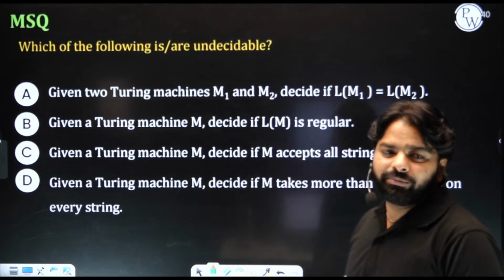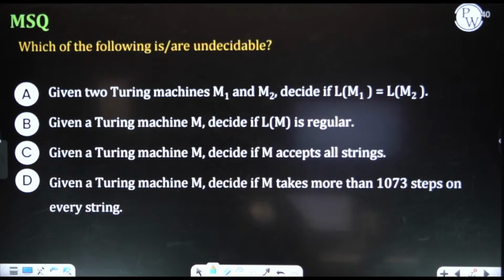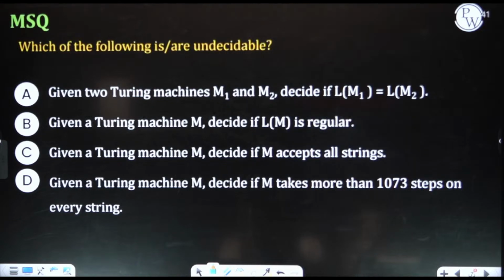Let's try the second question. Meanwhile, I'll check why the video is buffering. Is it buffering? Oh my god. It looks fine here. Maybe a network issue, something like that.